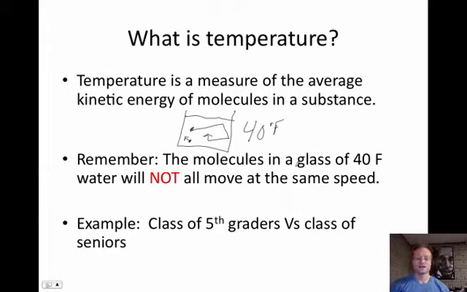Another way to look at this is, you might have a class of fifth graders. And I don't know about you, but I've seen some really big fifth graders. There's some that are taller than me, and that's kind of unusual. But if you take the average size of the class of fifth graders, compared to, say, the average size of a class of seniors, we would assume that a class of seniors is probably going to have a taller average height than the class of fifth graders, even though there's some really short seniors too, right? So basically that's what temperature is. It's just taking a look at the average kinetic energy of the molecules in a substance.